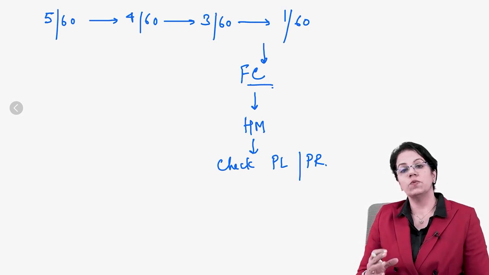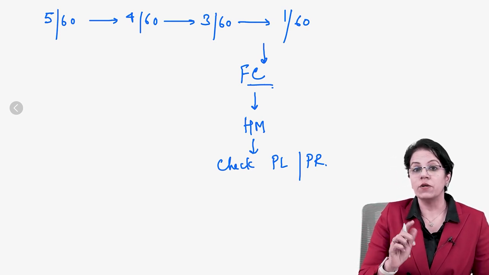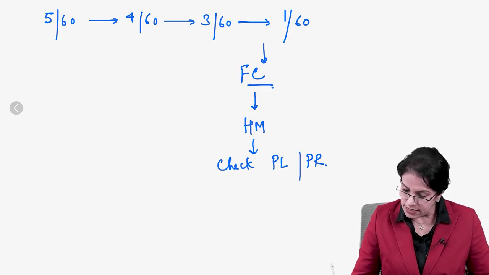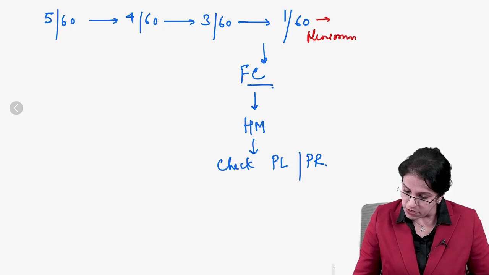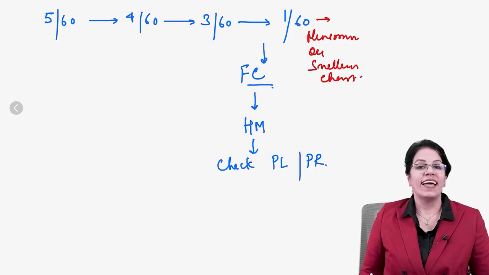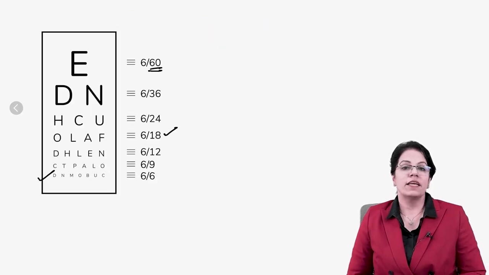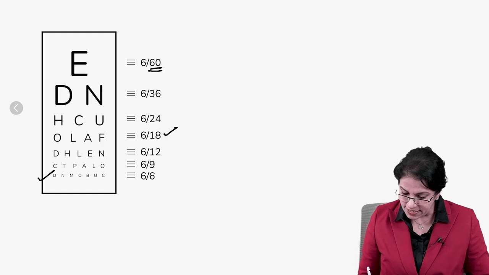If I ask you which is the minimum visual acuity on the Snellen's chart, what will you answer? 1 by 60, isn't it? This is the minimum on Snellen's chart. We are talking about on Snellen's chart. And what will be the maximum acuity on Snellen's chart? Think with me, what will the maximum acuity be? Is it 6 by 6?